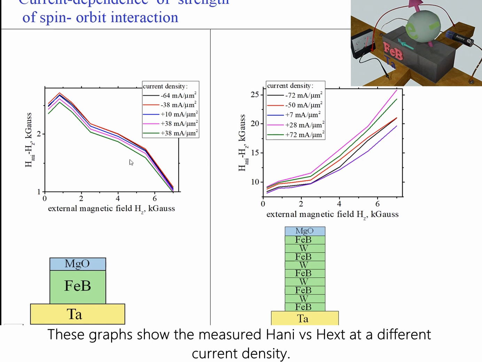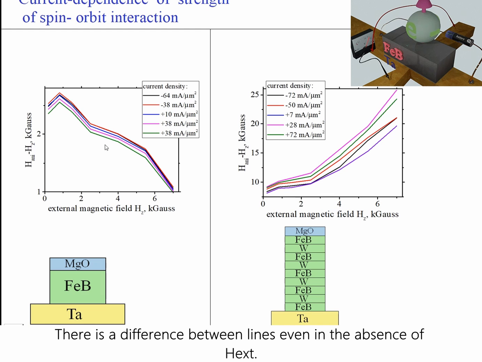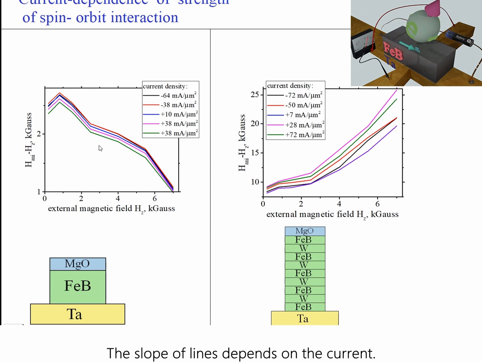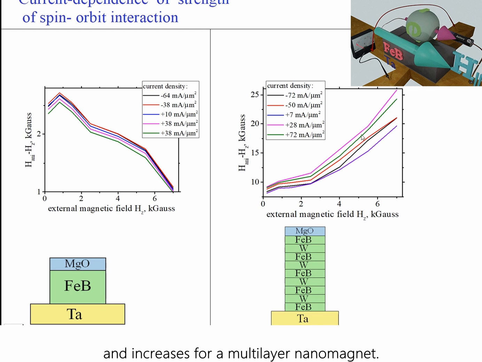This graph shows a measured anisotropy field versus external magnetic field at different current density. Both the anisotropy field and strength of spin-orbit interaction are substantially modulated by current. There is a difference between lines even in absence of external magnetic field. Coefficient of spin-orbit interaction is proportional to the slope of these lines. The slope of lines depends on the current. As you can see, the gap between lines decreases for single-layer nanomagnet and increases for a multi-layer nanomagnet.